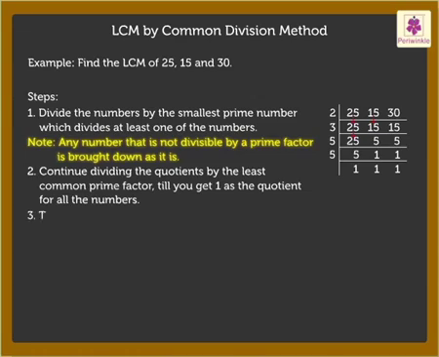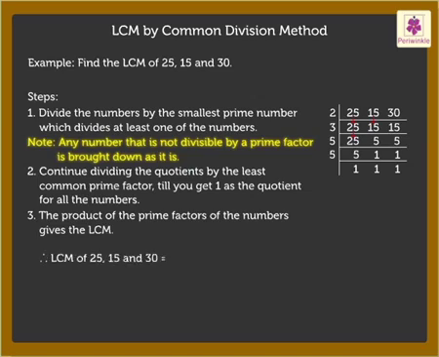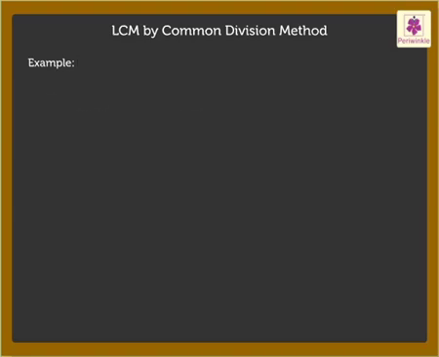Step 3. The product of the prime factors of all the numbers gives the LCM. Thus, LCM is equal to 2 into 3 into 5 into 5, which is equal to 2 raised to the power of 1 into 3 raised to the power of 1 into 5 squared, which is equal to 150. Now let us solve another example.